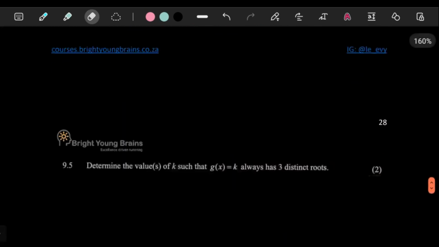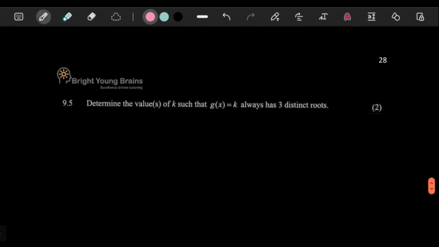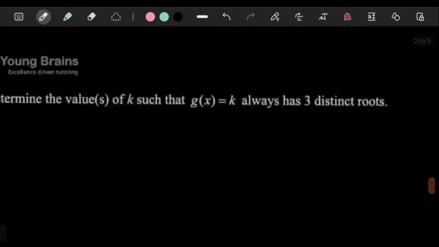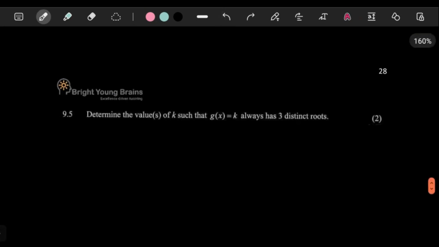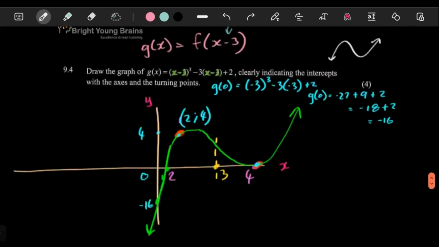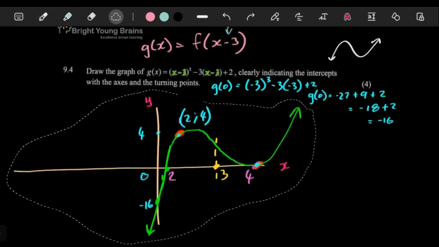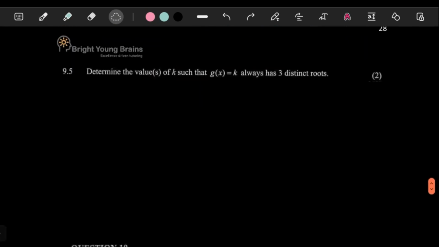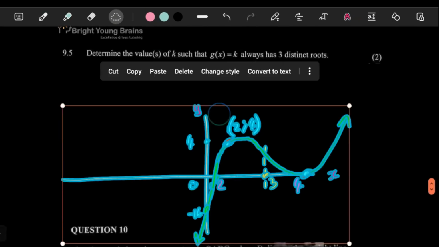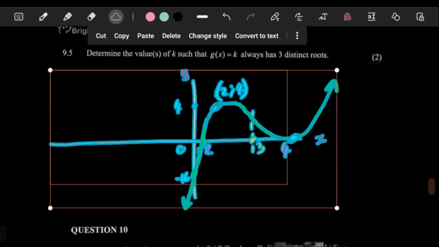See, the next one out of 2 here, it says determine the values of k such that g(x) = k always has 3 distinct roots. So, well, okay, so the equation of g(x), right? We know it's well, we might as well use our image, because our image was quite expensive. Like, wow, might as well use it because it's going to help us with this question here. So what we have here, let me see here, make this smaller.